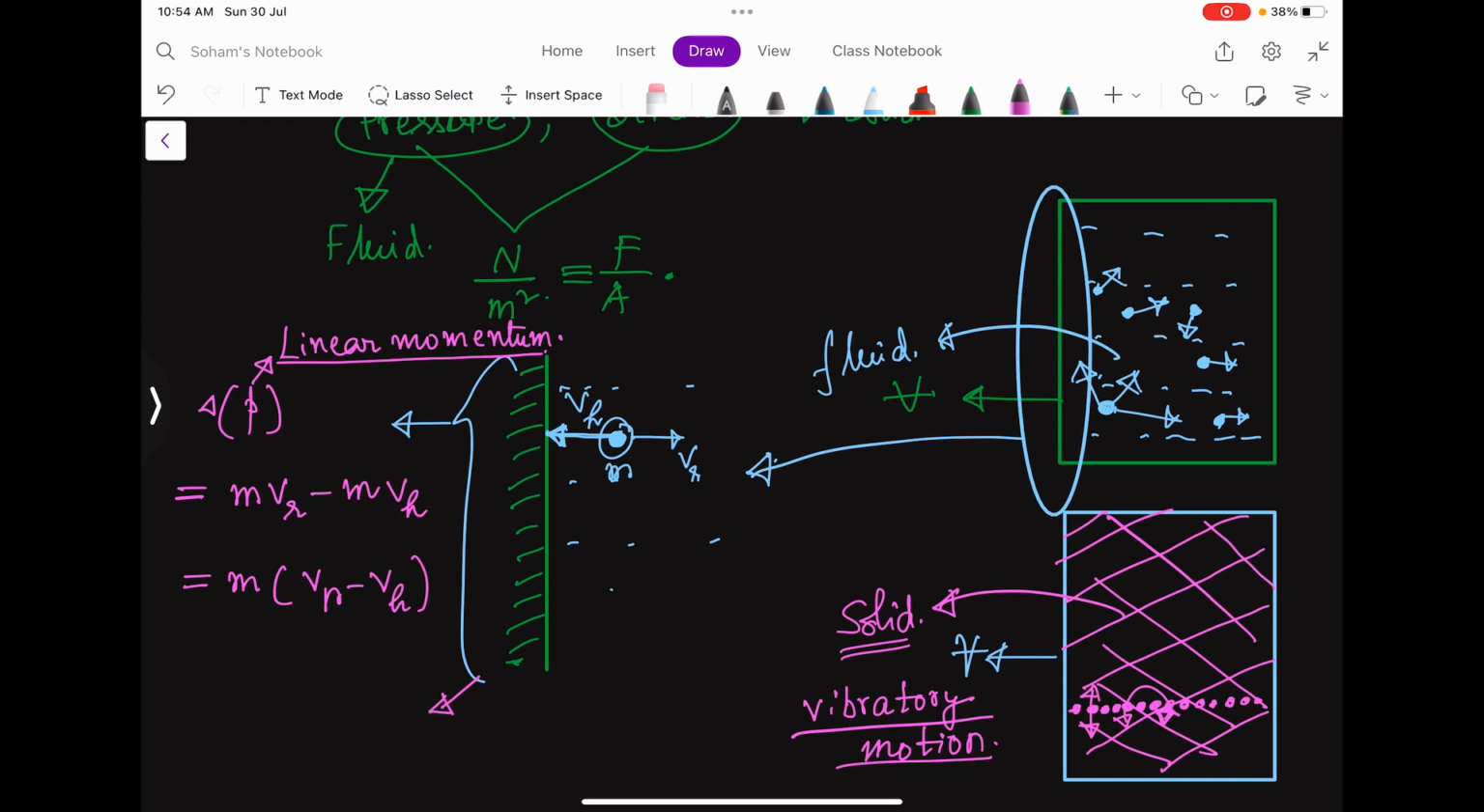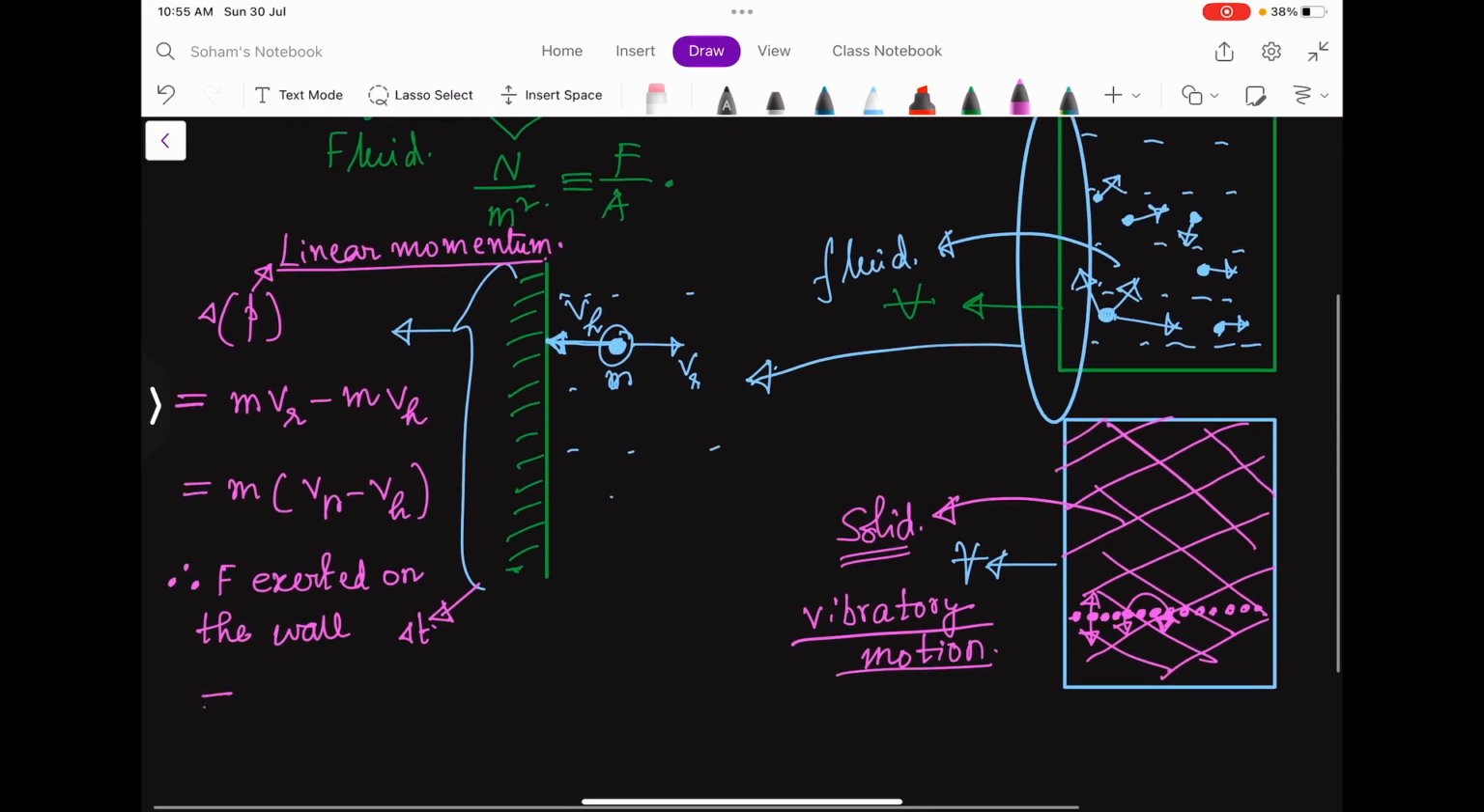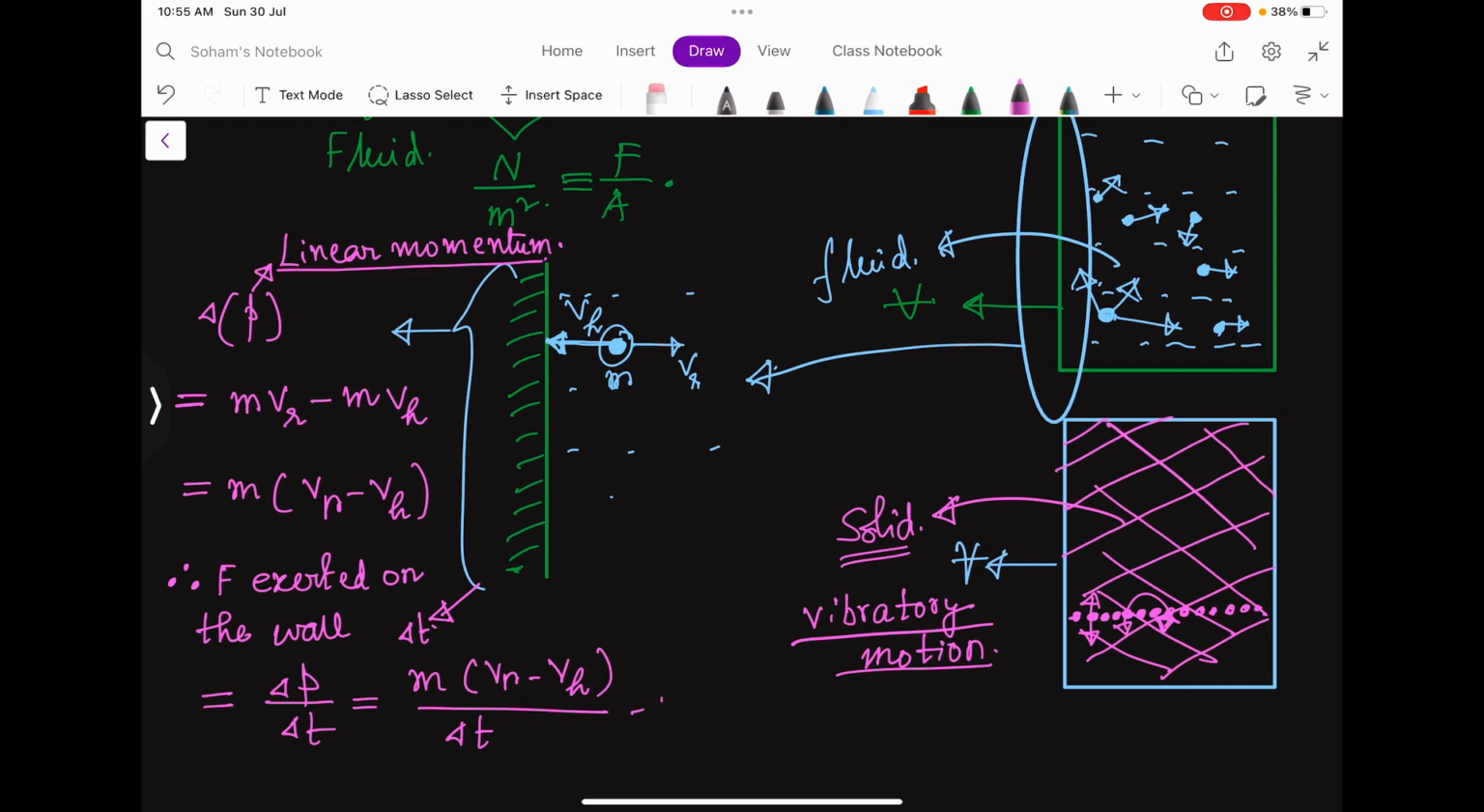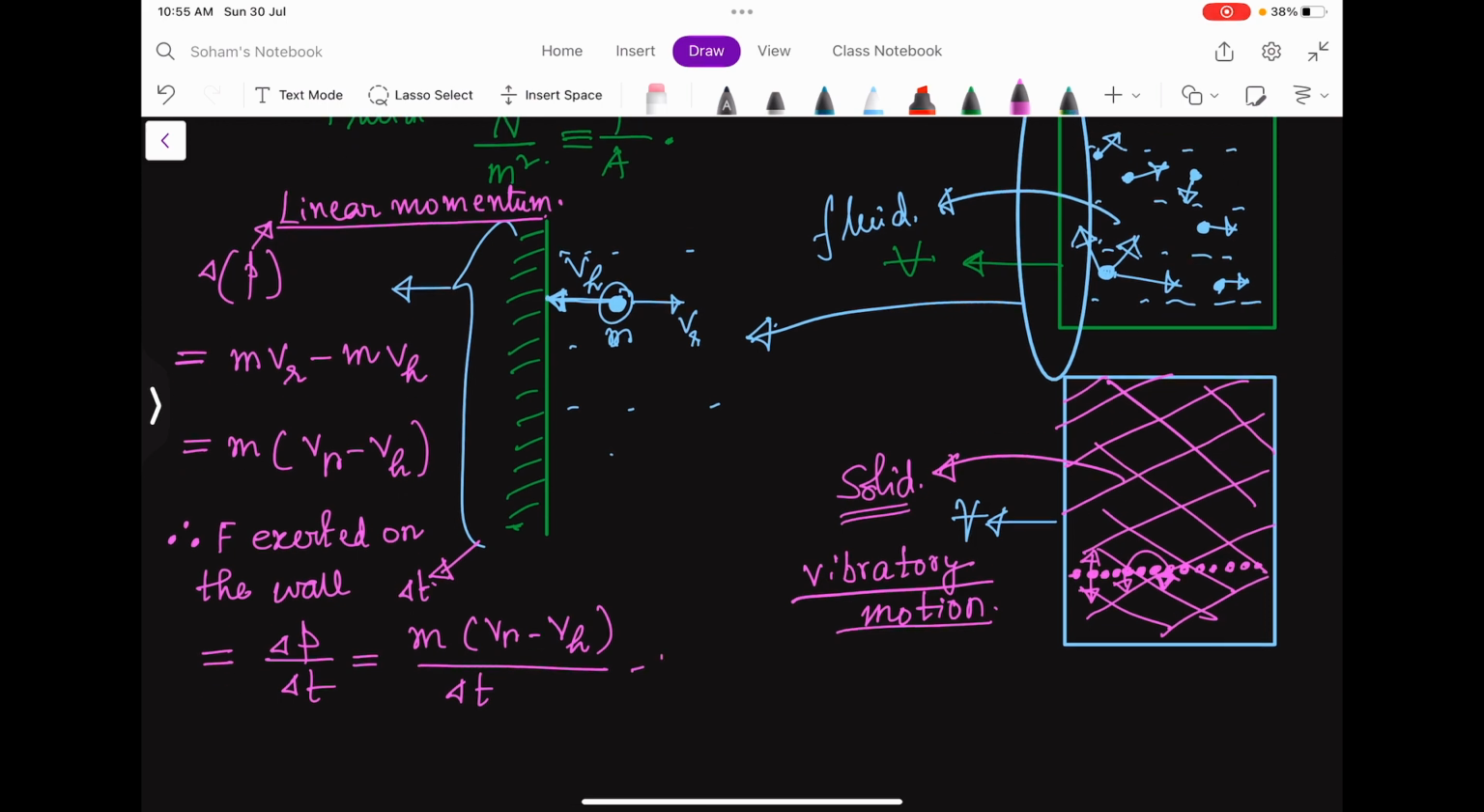And let us say that this is happening in a very small time interval, that is del t. That means a force is exerted on the wall, and that is equal to change in momentum by change in time.